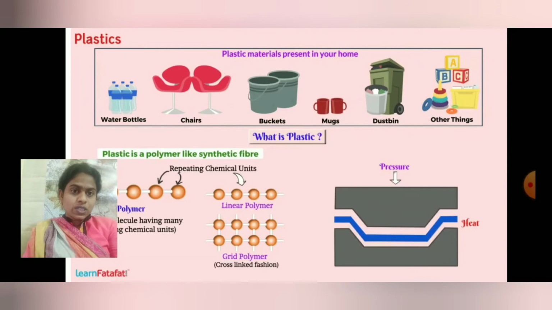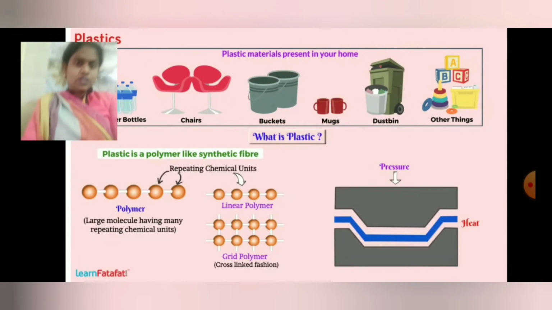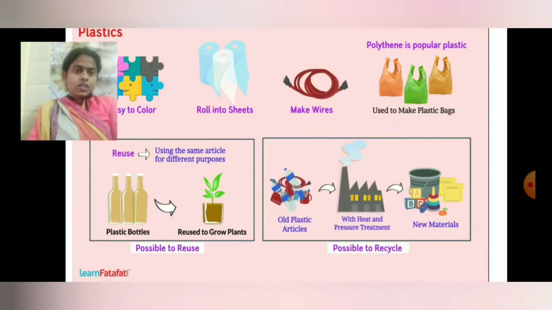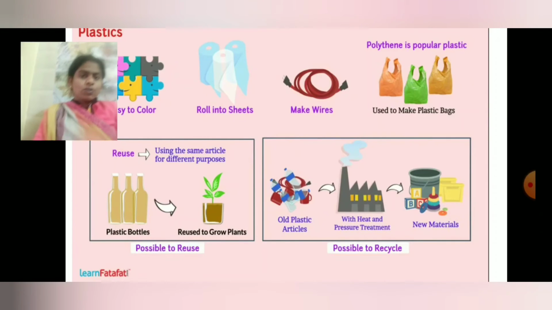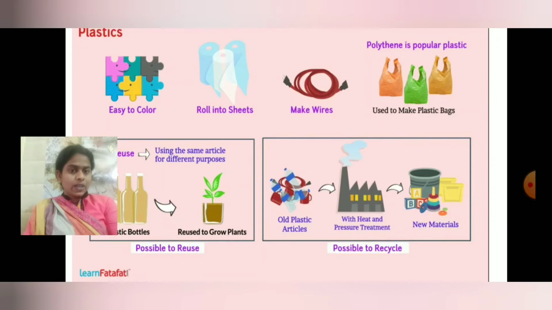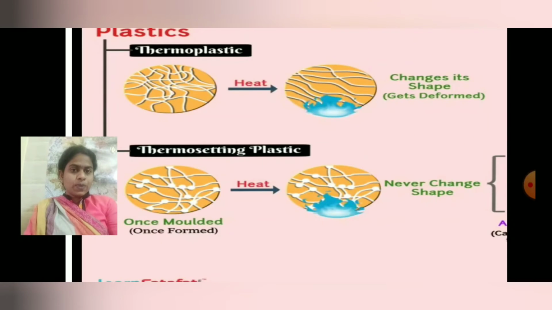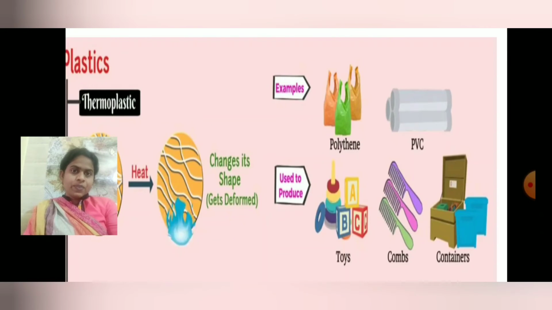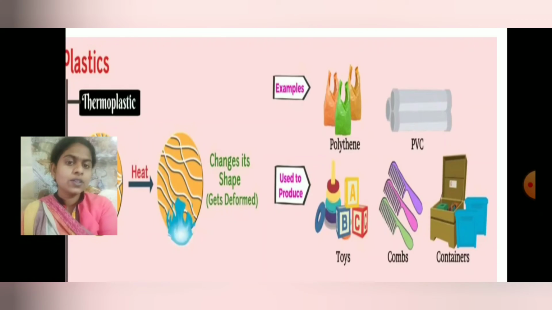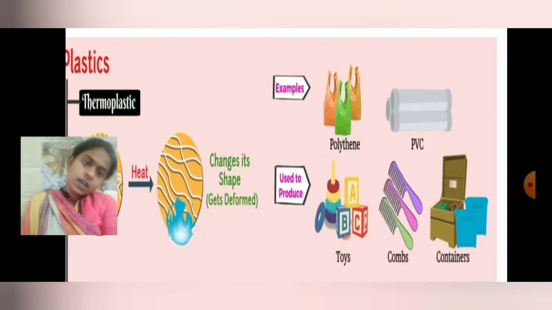What is the definition of plastics that we have discussed, isn't it? After that, we discussed that plastics are easy to color. Then there are two types of plastics, thermoplastics and thermosetting plastics. Thermoplastics are easily molded, thermosetting plastics cannot be molded. And we also studied the examples. Polythene and PVC are the best examples of thermoplastics, and they are used to make toys, combs, as well as containers.